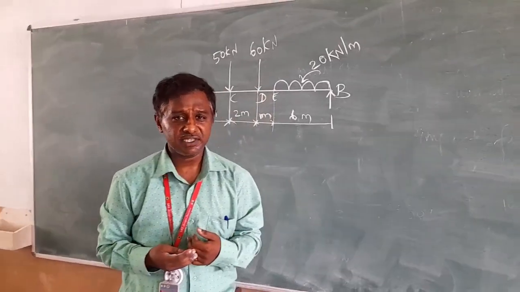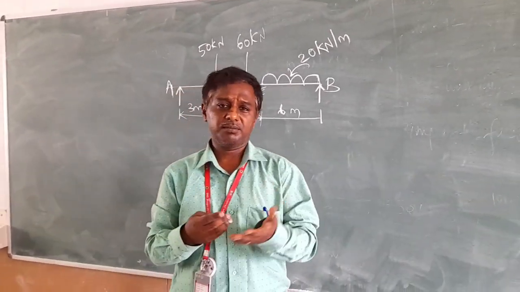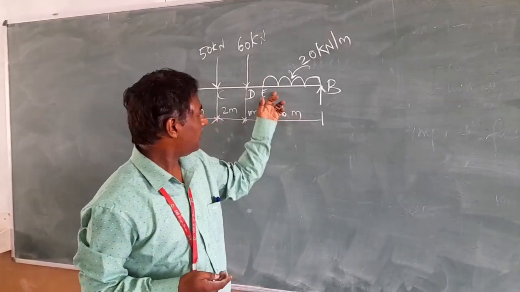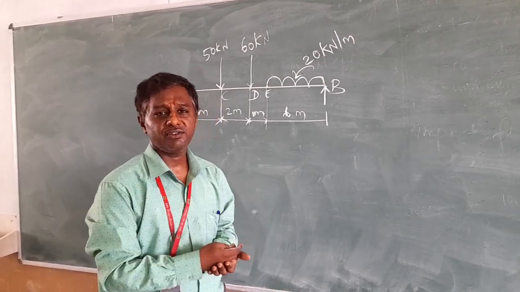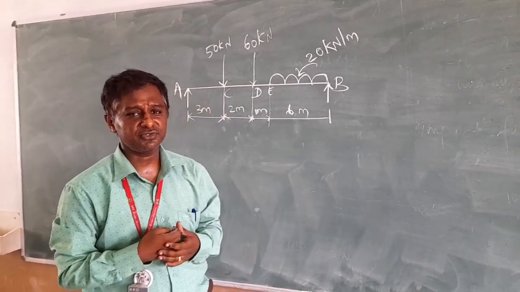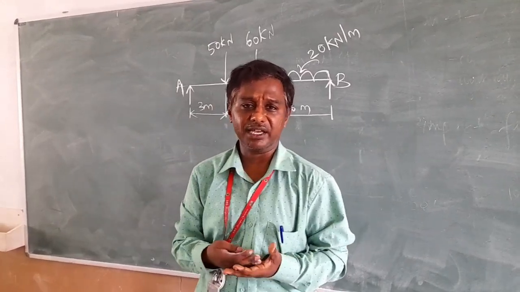In the earlier classes we have discussed the same thing, a simply supported beam with point loads. Here a uniformly distributed load is included. So how are we going to find out the shear force values and bending moment values, as well as the shear force diagram and bending moment diagram?